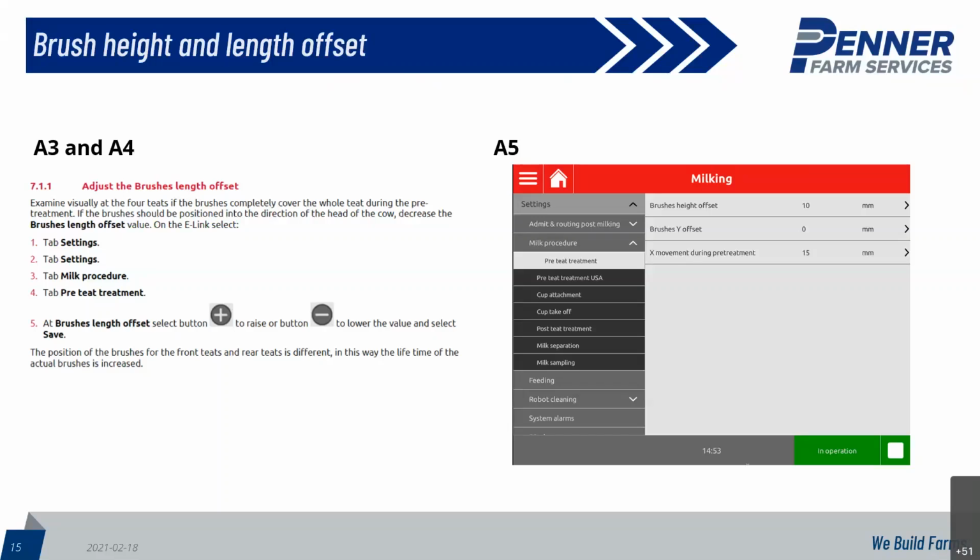Now, if you have an A5, this number can be selected too, or any number can be selected here. However, if you have an A3 or an A4, there are 4 presets available. I'll quickly go through them. Default position 1, where the rear teats will move 15 millimeters and the front teats 30. Default position 2, where the rear teats will do 60 millimeters and the front teats will also do 60. Default 3 is where the rear teats will do 30 millimeters and the front teats 60.